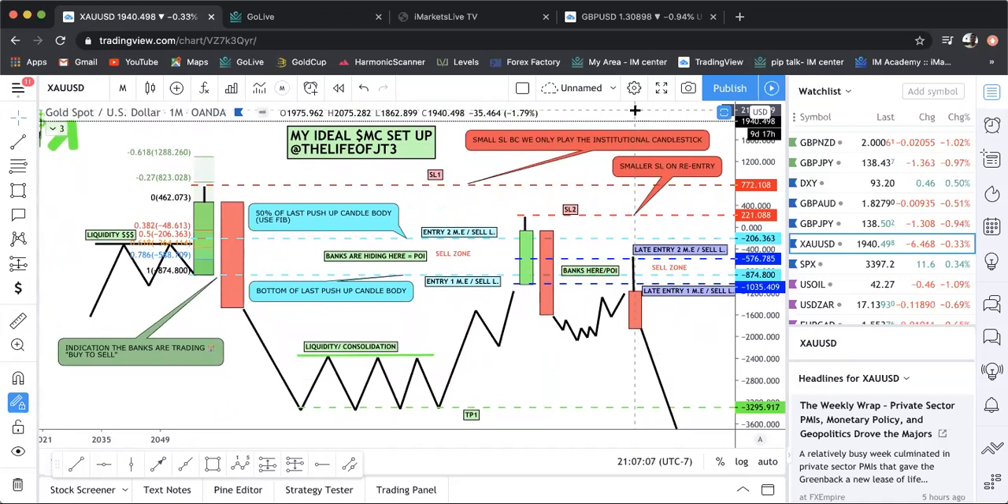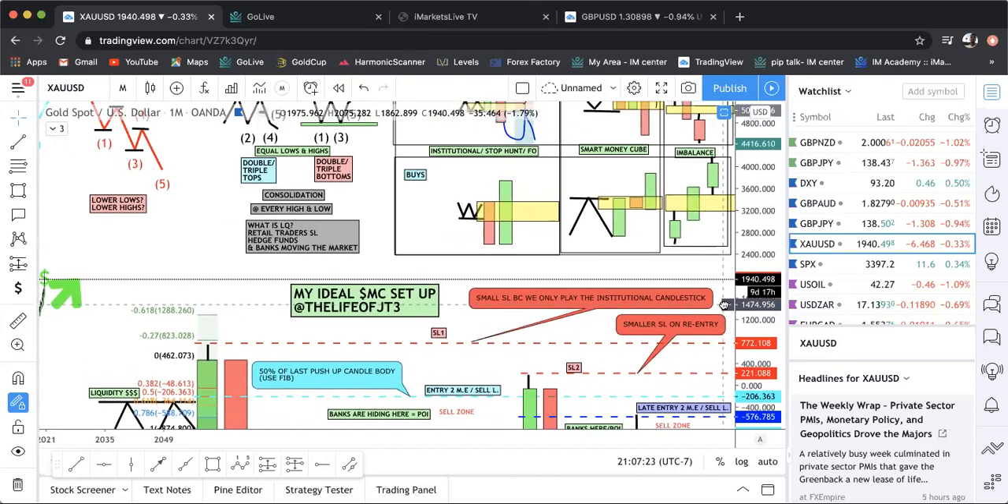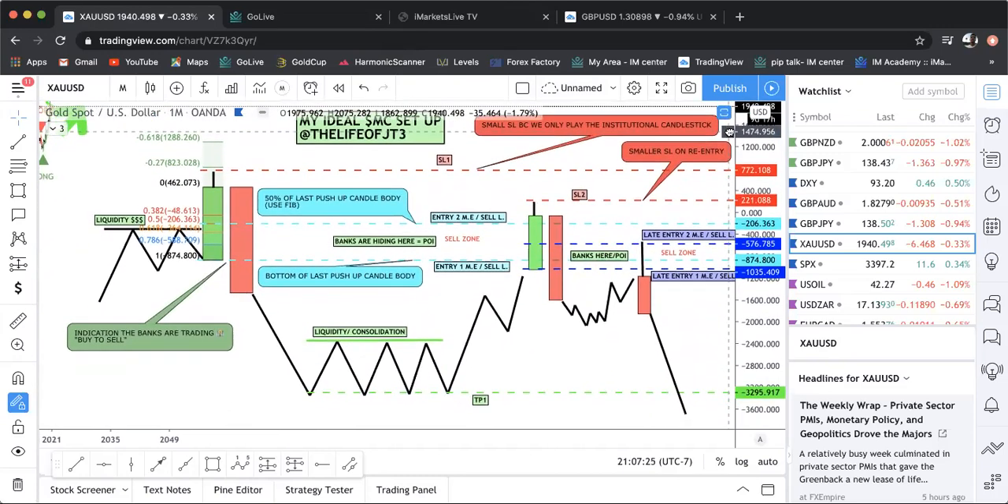Boom. My ideal smart money concept setup. I know it looks crazy, family. I know it looks crazy. But we're gonna start it off from over here. So remember, like I said, with the institutional, we're looking for equal highs.